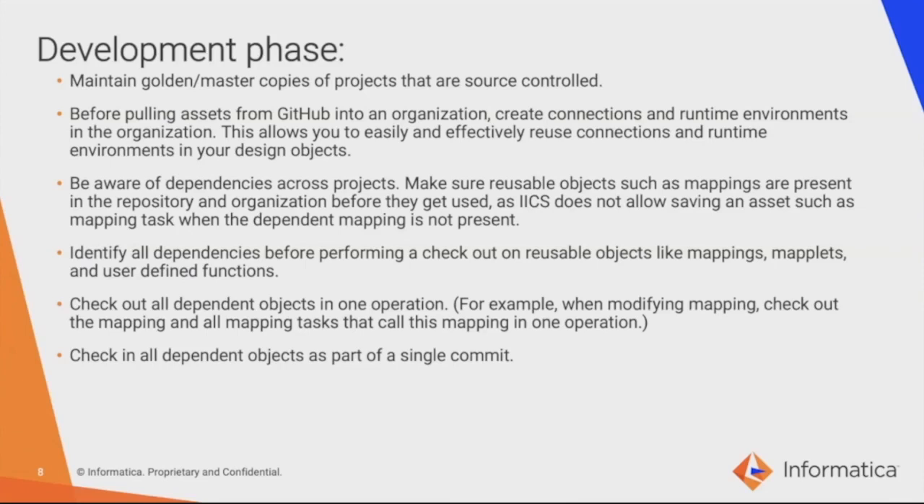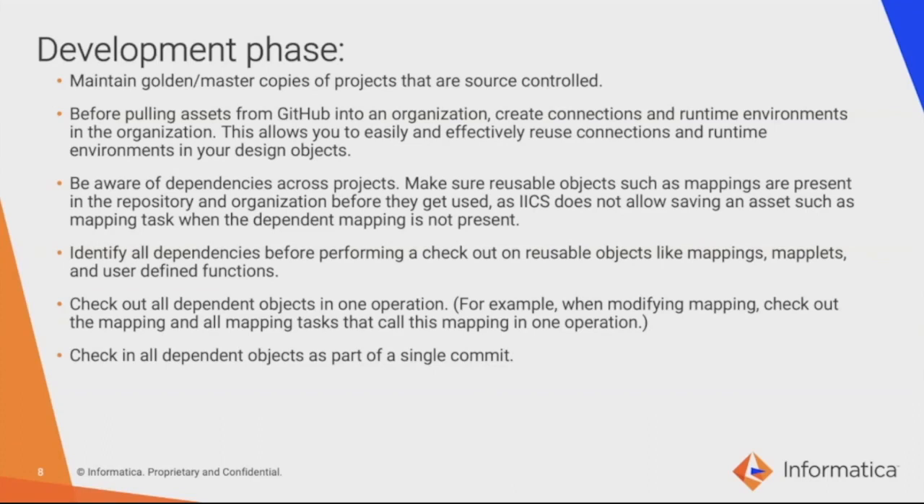Yeah, so for example, you can also think of scenarios where you have a mapping and you're using a REST connector, and the REST connector depends on a business service if you're using it midstream. So it's better that you check in all of these together. And if you miss out the business service, for example, you would get an import or a Git pull error in your target org. So that's typically how your development would look.